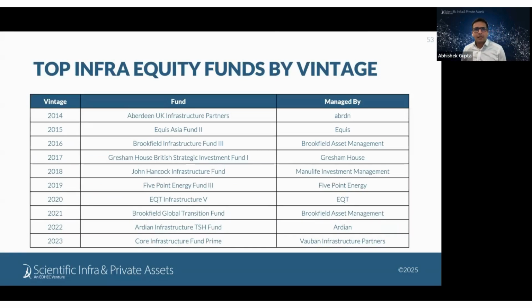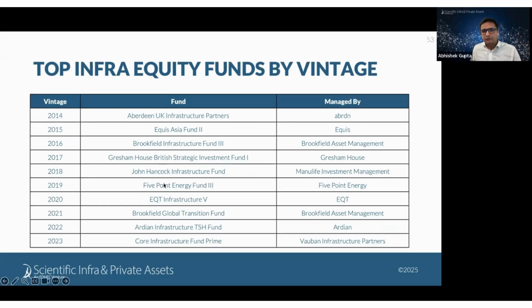So first, top infra equity funds by vintage. Here we have looked at the last 10 vintage years, excluding 2024, because it's quite recent and there are hardly any investments in those funds. And we calculated alpha for each fund in that vintage.